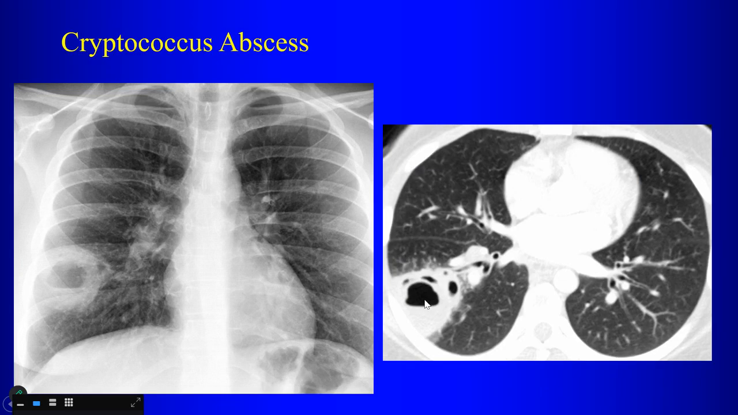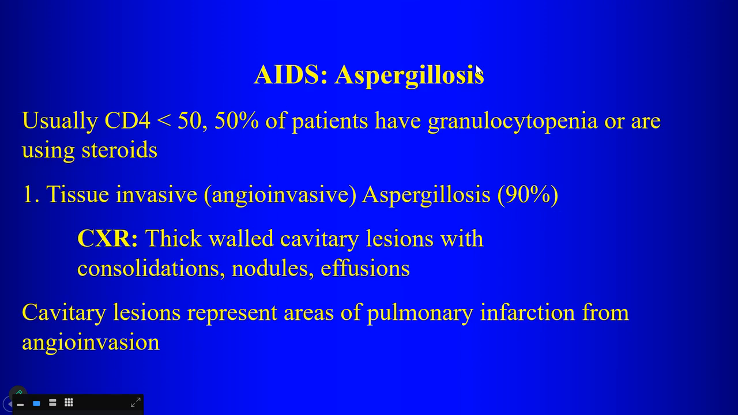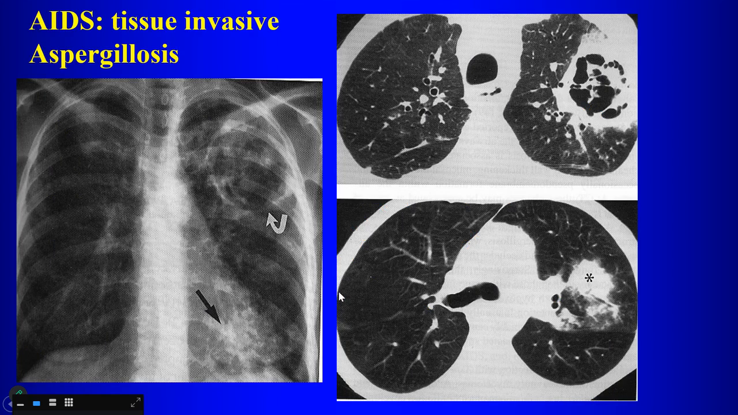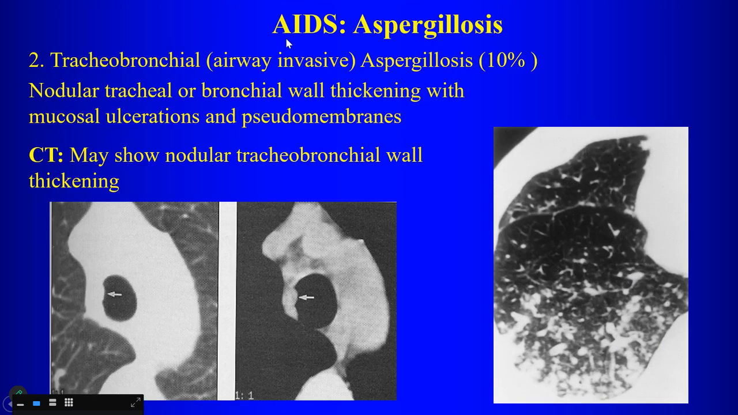Sometimes you can develop abscesses from infections in the lung. This is a cryptococcal abscess that's occurred in this patient. Okay. Aspergillosis can also occur in patients with AIDS. They can develop invasive aspergillosis, cavitary lesions. So we've talked about invasive aspergillosis. Here are some examples: cavitary lesions, halo signs, from invasive aspergillosis. So this can occur in patients with AIDS.